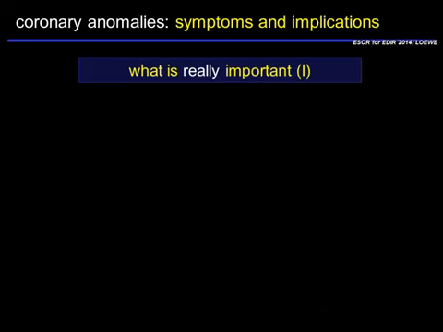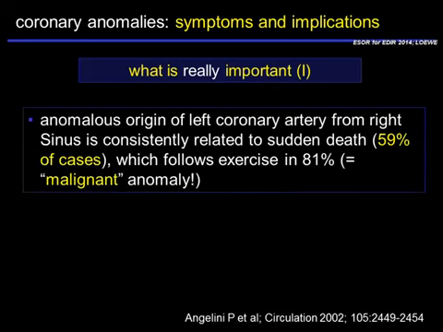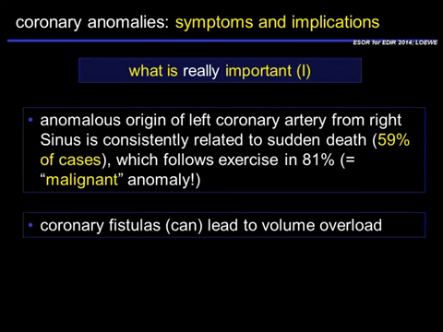What is really important when talking about coronary anomalies? Well, the malignant course is very important because this might be the reason for sudden cardiac death. So if we have a left coronary artery coming from the right sinus and crossing between the pulmonary trunk and aortic root, then it's a malignant anomaly, and this is a very important finding.